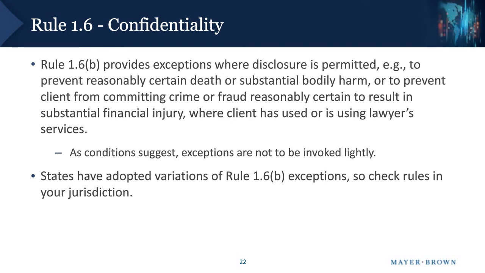Now, Rule 1.6(b) includes a number of exceptions to the general rule of confidentiality. I've noted two of them on the slide. One, to prevent reasonably certain death or substantial bodily harm. Or two, to prevent the client from committing a crime or fraud reasonably certain to result in substantial financial injury where the client has used or is using the lawyer's services. These exceptions are not to be invoked lightly and are to be applied narrowly.